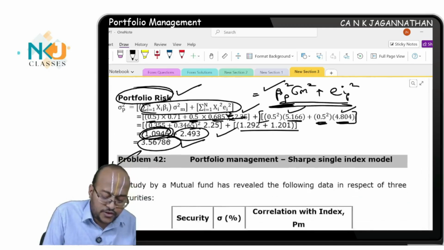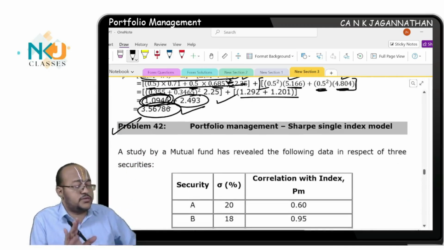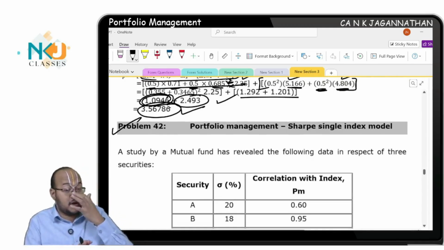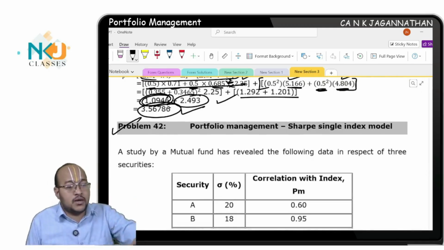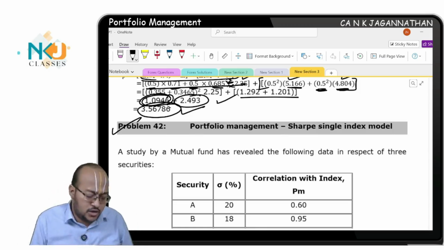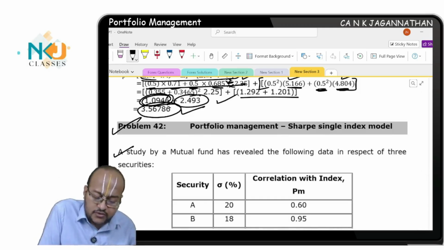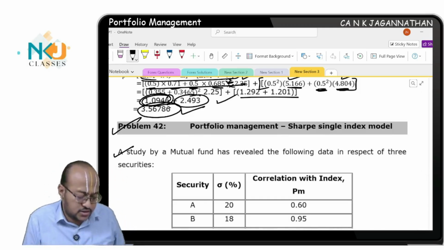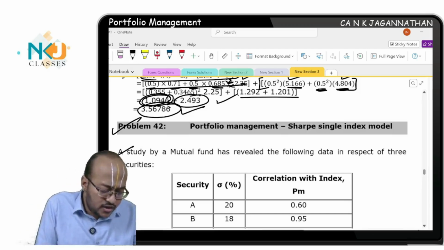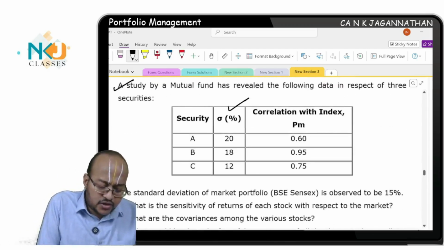Next, take question number 42. Very, very important question. All the questions given in this module are very important, I feel, because they are conceptual questions. If you have a thorough grip over these questions, other questions you can easily understand and go through. Say, a study by a mutual fund has revealed the following data in respect of three securities. Security A, B and C. Standard deviation given.